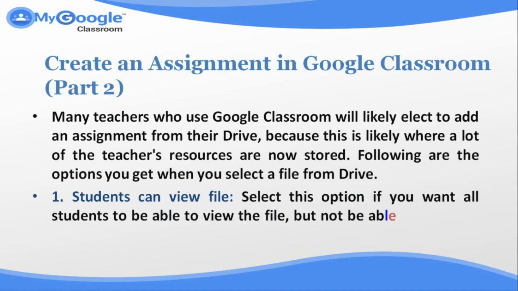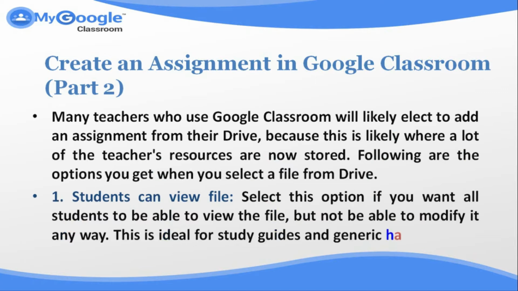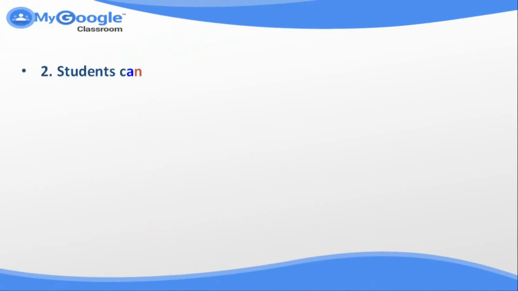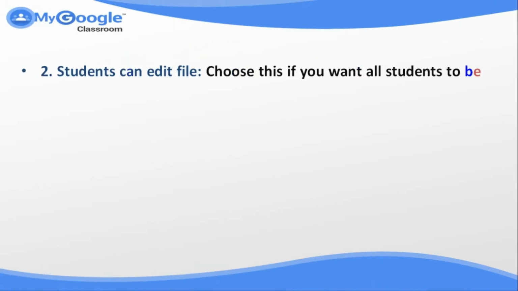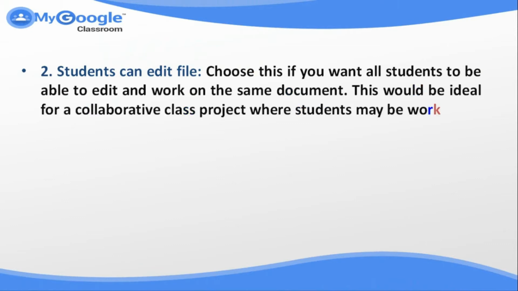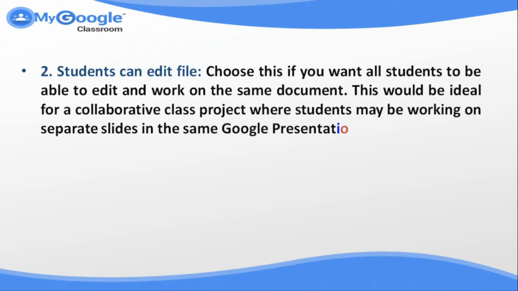Select this option if you want all students to be able to view the file, but not be able to modify it. This is ideal for student guides and generic handouts that the whole class needs access to. Number 2. Students can edit file. Choose this if you want all students to be able to edit and work on the same document.